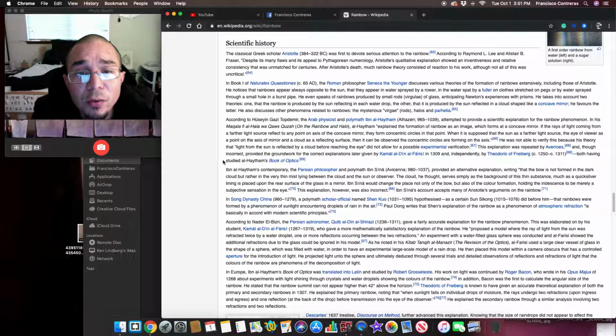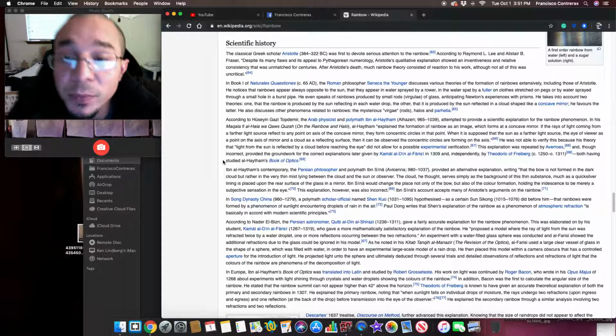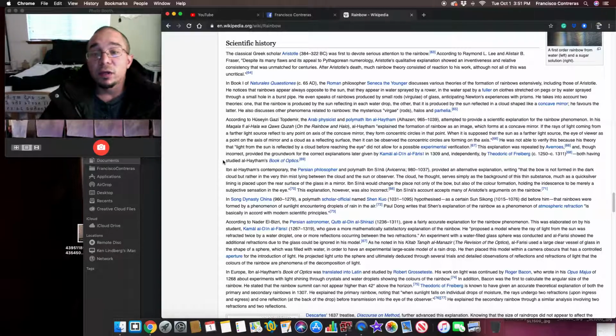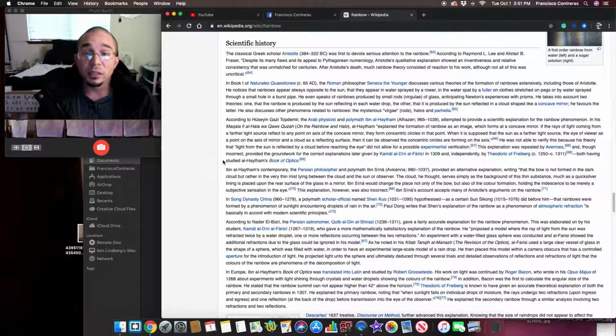After Aristotle's death, much rainbow theory consisted of reactions to his work, although not all of this was uncritical. In Book 1 of Naturales Quaestiones, c.